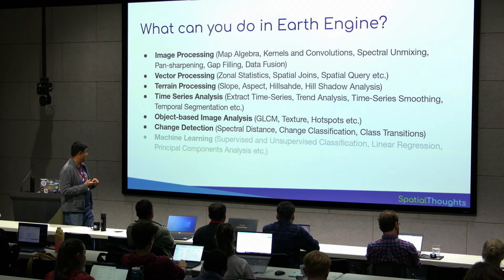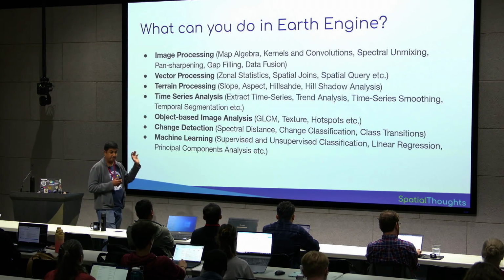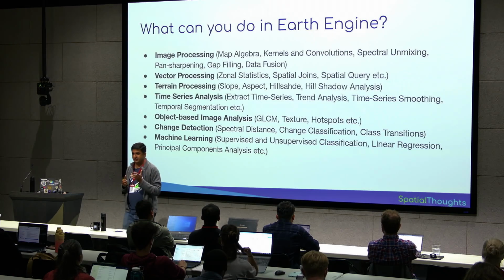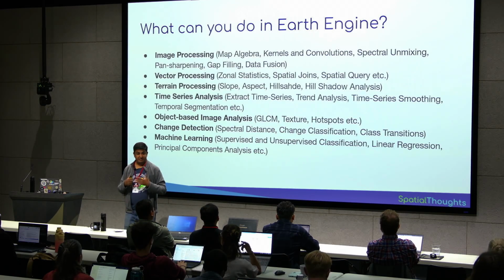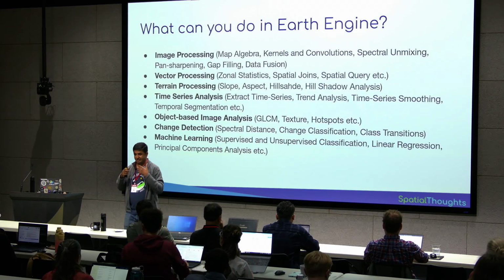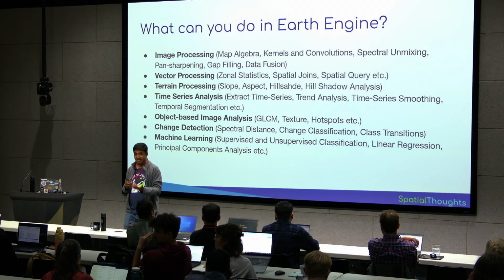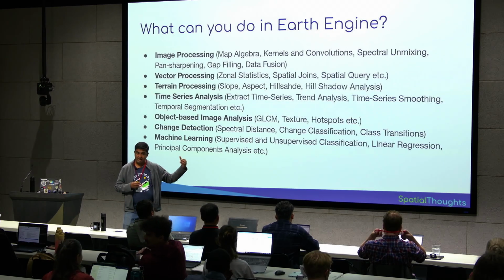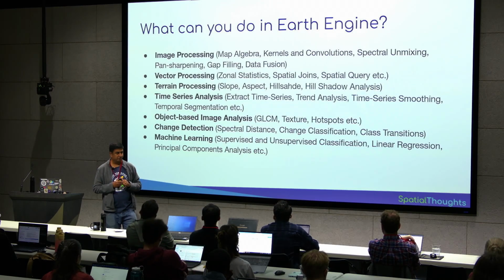Change detection, machine learning. Earth Engine is kind of custom built for doing traditional machine learning like random forest. It scales beautifully. It's designed in a way that you can get your training data generated very easily. And again, it's very powerful for a lot of machine learning tasks.